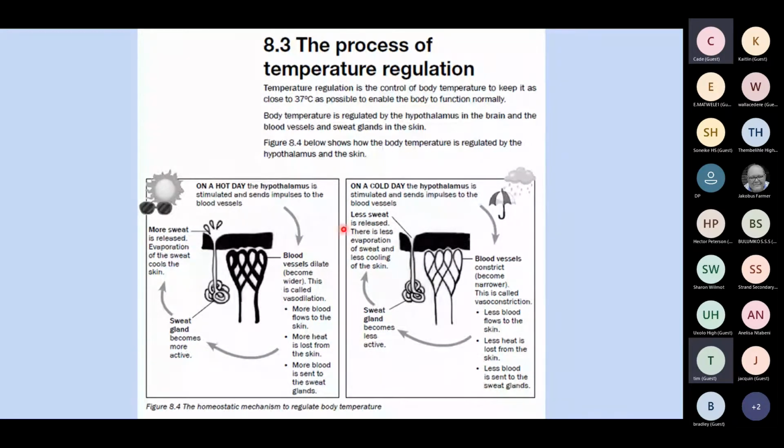Now, there's an easy way, grade 12s, to deal with this. Same way we dealt with the other negative feedback. The hypothalamus is the keyword. What happens with the blood vessels? Second keyword. Third keyword, sweat glands. And then more sweat or less sweat. Take note, grade 12. Hypothalamus, blood vessels.